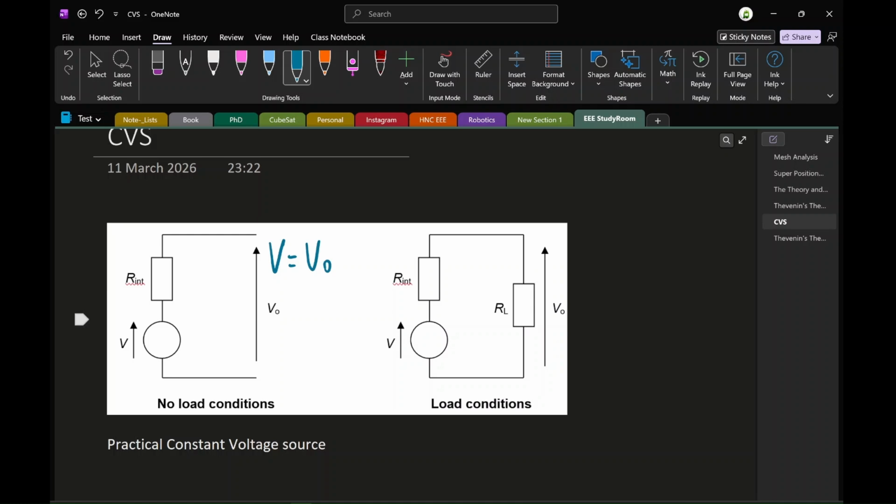However, under load conditions, the output voltage is going to be the supply voltage minus I times Rint. This is just the application of Kirchhoff's voltage law. So under load conditions, the value of the output voltage will depend on the value of the load resistor, and it will always be less than the supply voltage itself.